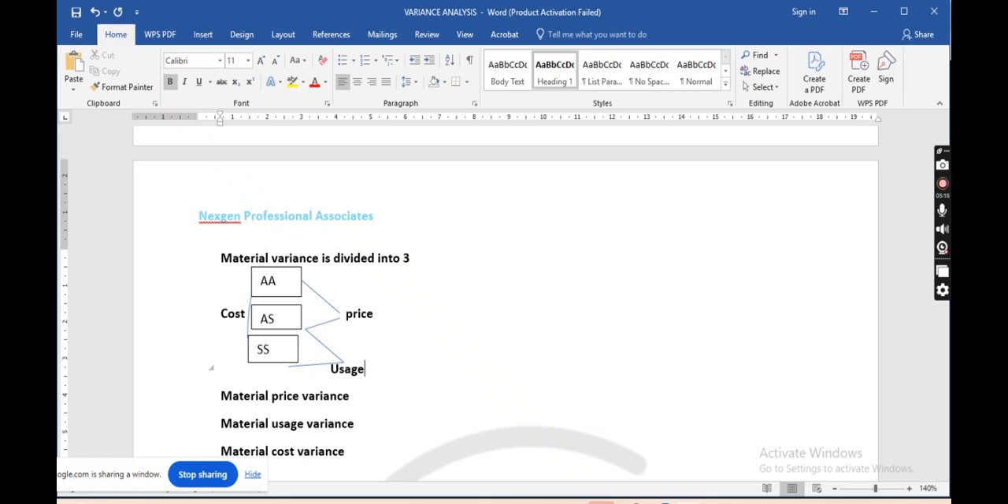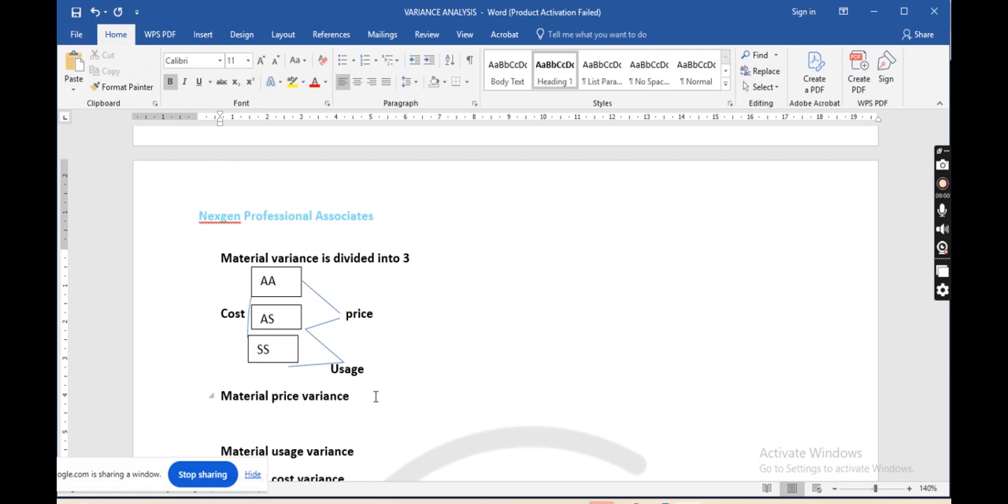Which means, class, when you want to do your material price variance, you compare your AA, AS. When you want to look for material usage variance, usage means consumption. Then you compare your SS to AS. Can you see the movement? The first movement is AS to AA, that is material price. Then the material usage will be SS to AS. Now, let's bring out the formula.